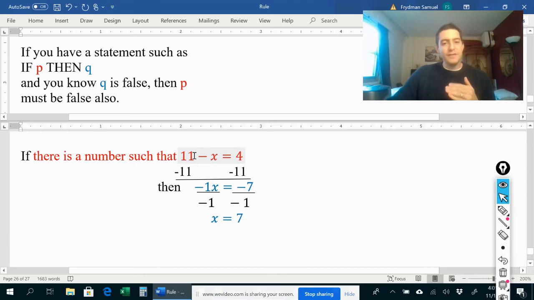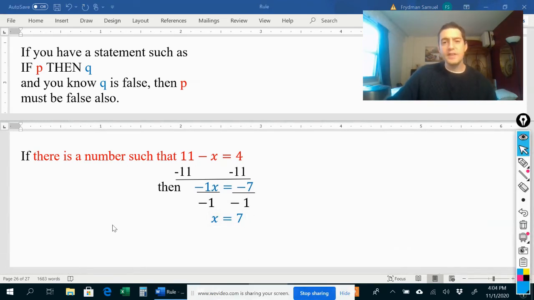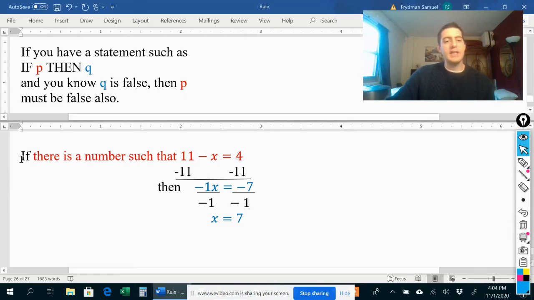We're saying, if this is true, if 11 minus x is equal to 4, then this must also be true. And then after we divide both sides by 1 here, then we're making another if-then statement. We're saying, if this is true, then this must also be true. So in this example, this is my antecedent over here, and this would be my final consequent. So if there is a number such that 11 minus that number is equal to 4, then it must also be true that that number is equal to 7.